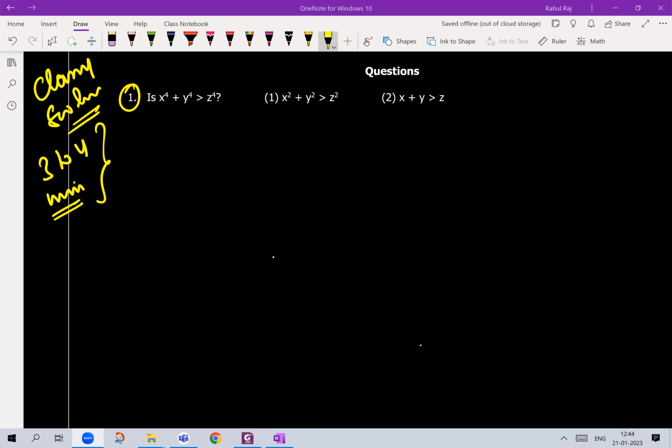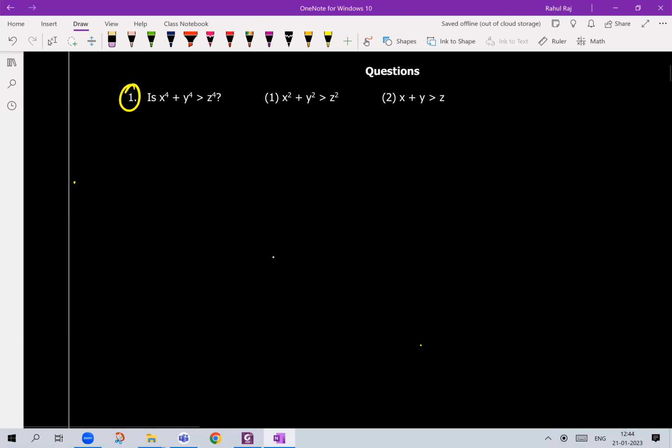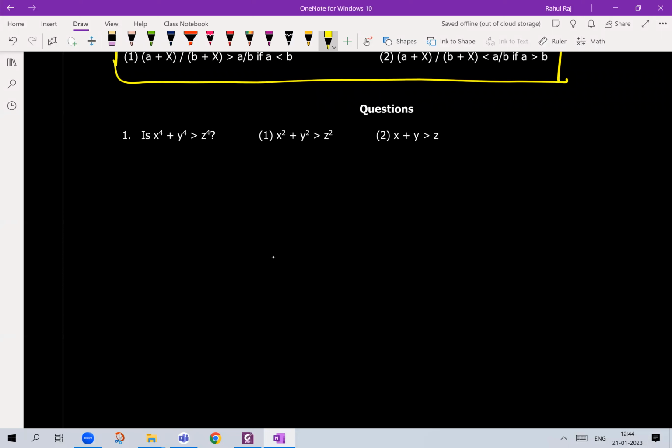So this is a question which you cannot even think of doing anything without taking numbers. So I'll tell you how exactly you should be taking a number over here. Let me make you understand the question. Don't break your head in this. So first of all, the question is: is x to the power 4 plus y to the power 4 greater than z to the power 4?